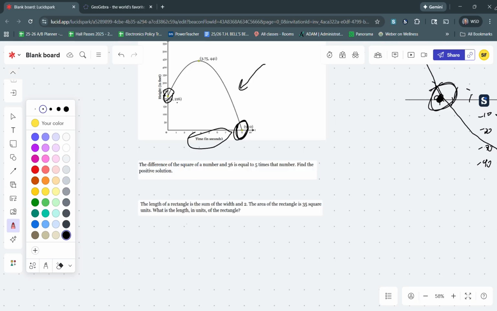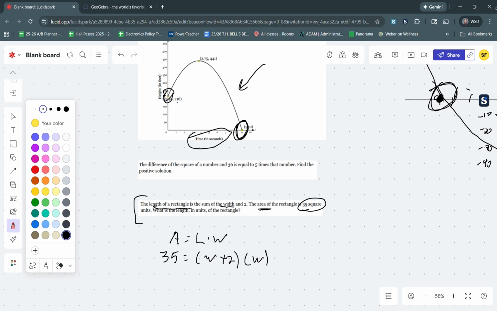Let's use this next example question to show one more tool here. But again, we need an equation for this. All right, so we have length of a rectangle, we've got width of the rectangle, and it talks about the area of the rectangle. So we know that area equals length times width on our rectangle. So area is 35 square units, so that'll be 35. And our length, it tells us, is the sum of the width and 2. So if I take the width and I add 2 to it, that gives us our length.